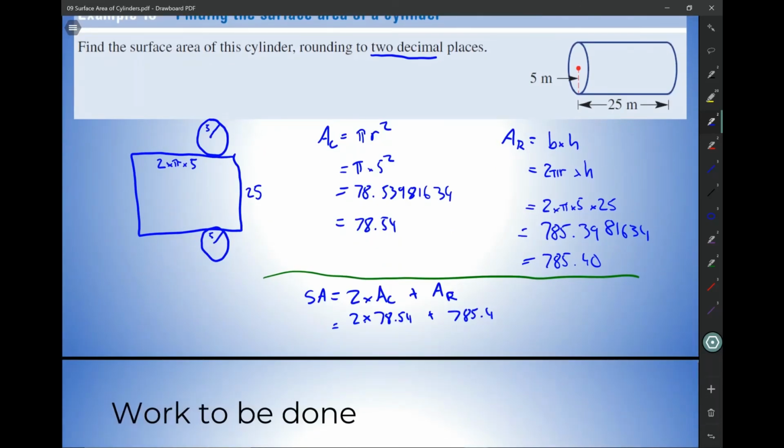And you can just pop this in your calculator. And the answer is 942.48 meters squared. I didn't put my units on these, but I should have. Sorry about that, guys.